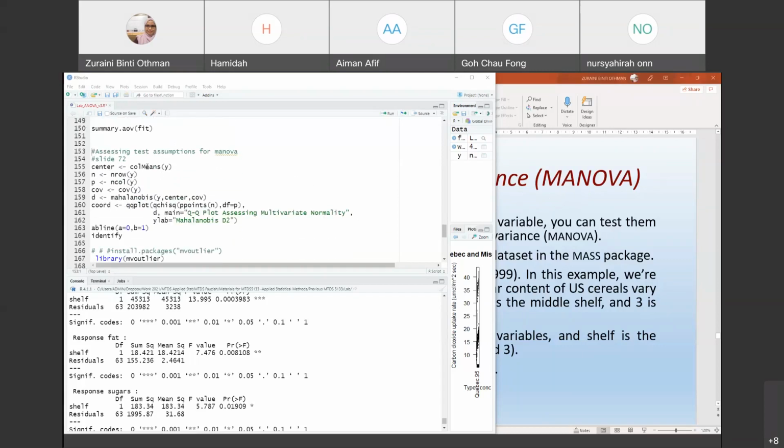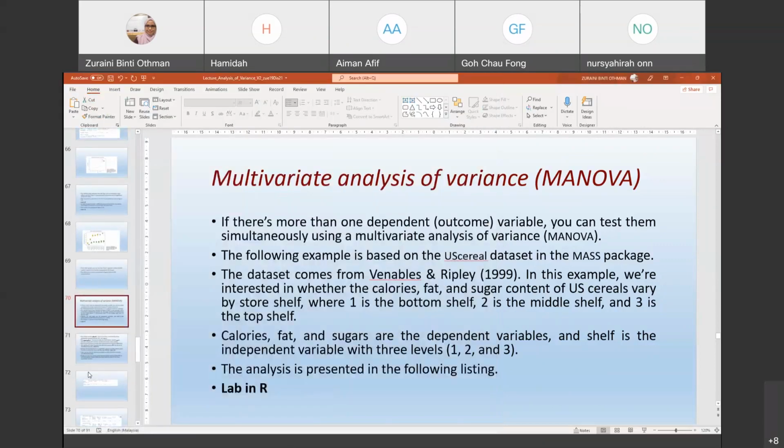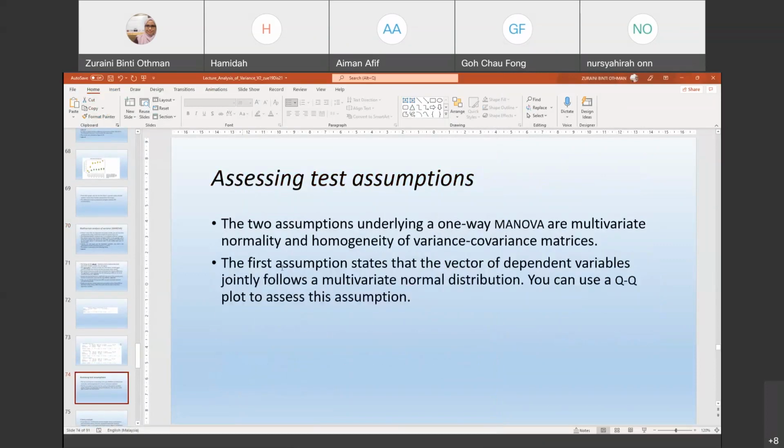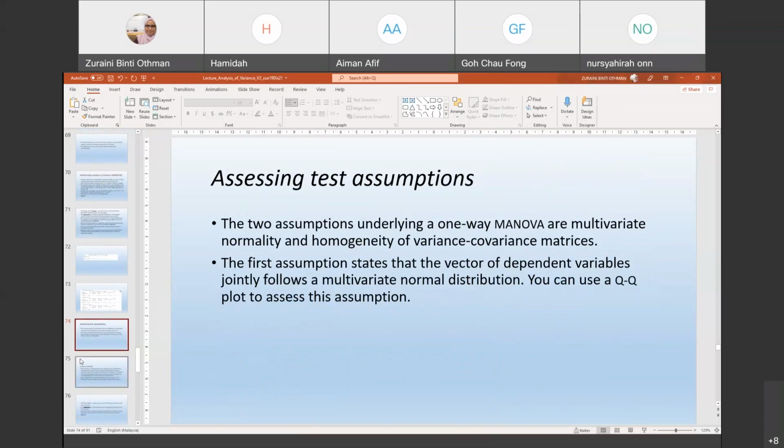Okay, now we are going to test the assumptions for this MANOVA. The two assumptions underlying one-way MANOVA are multivariate normality and homogeneity of variance-covariance matrices. The first assumption states that the vector of dependent variables jointly follows a multivariate normal distribution. You can use the QQ plot to assess this assumption.